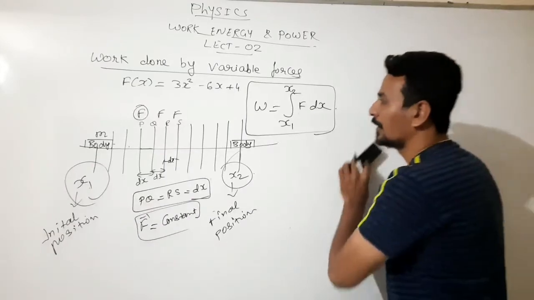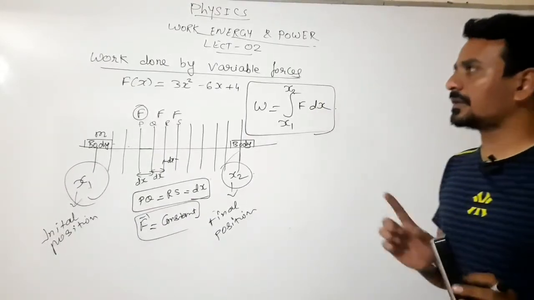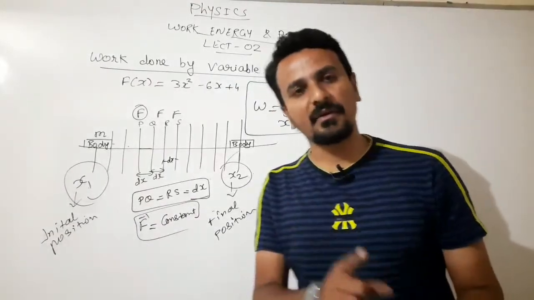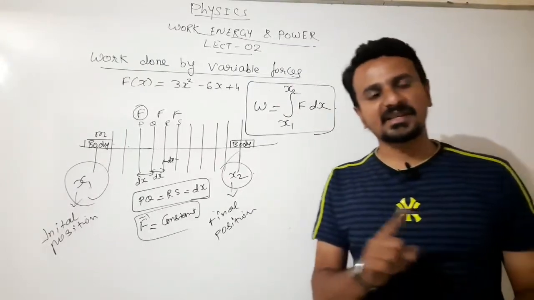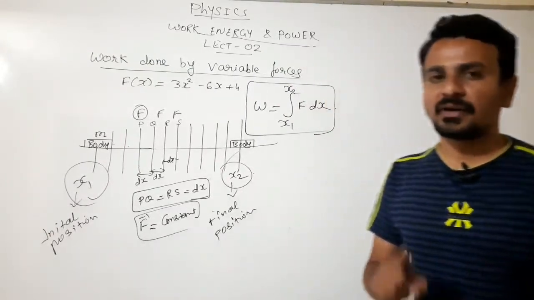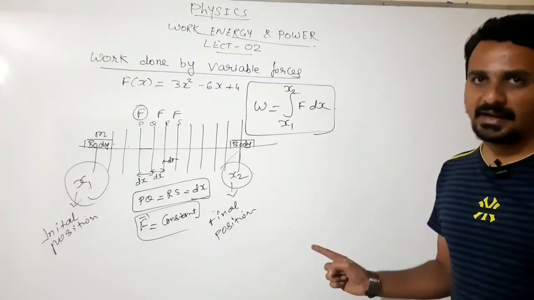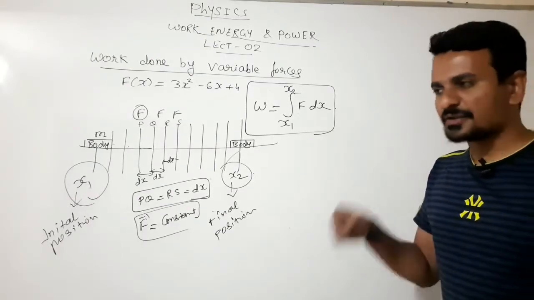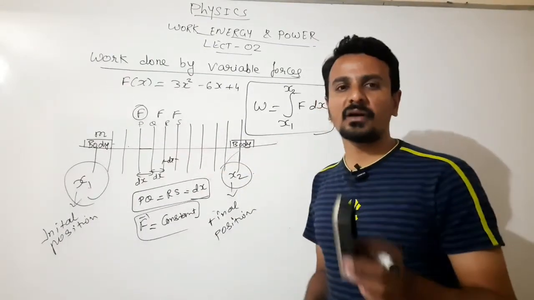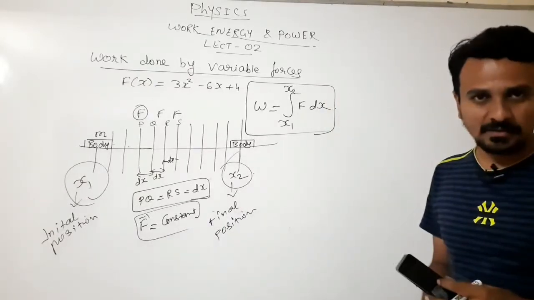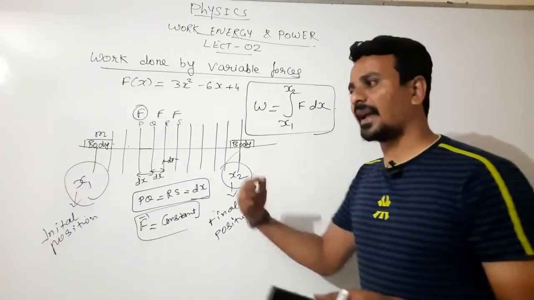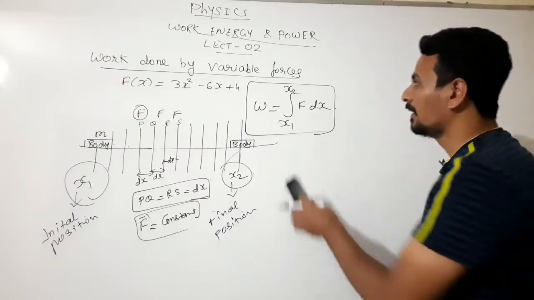Clear? Okay, so one thing is very sure: whenever a variable force acts on a particle and you are asked to calculate work done, calculate the work done by using the method of integration. Clear? Because for a very small displacement, force can be taken as constant. And then we can integrate it.